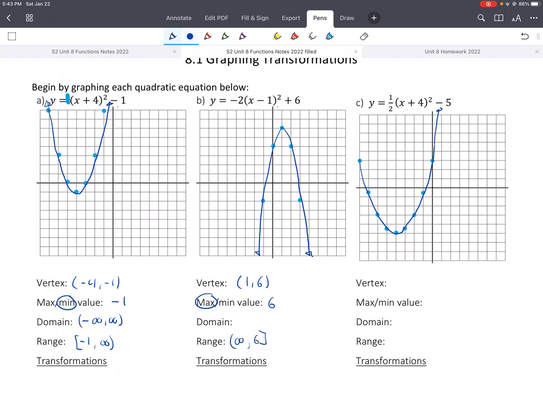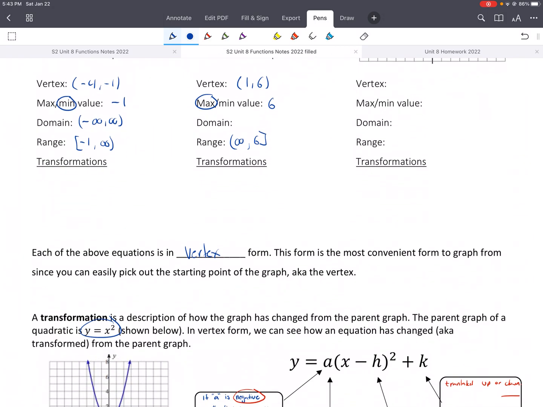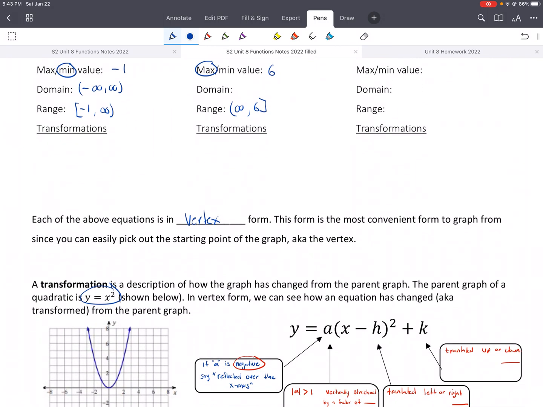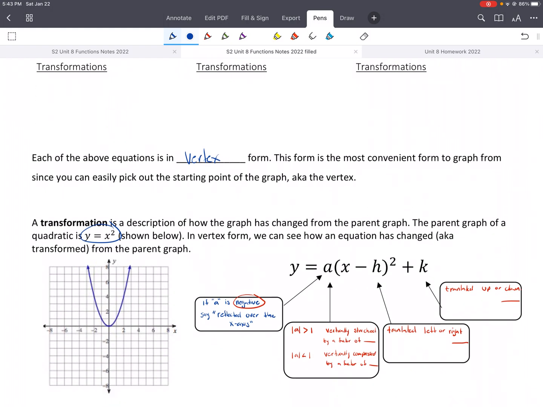Okay. So there's just some things to refresh. Each of the equations above are in vertex form. They're the easiest to graph since you can easily pick out the vertex. Just remember the x's lie. A transformation is a description of how a graph has changed from the parent graph. So the parent graph is basically your equation that has no bells or whistles.